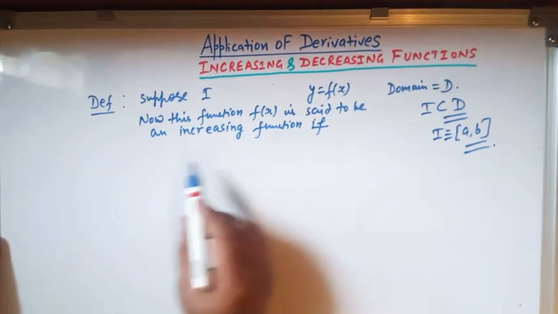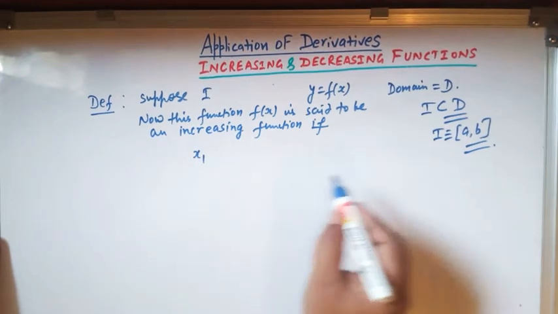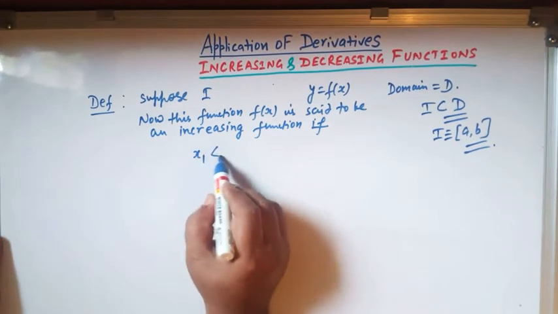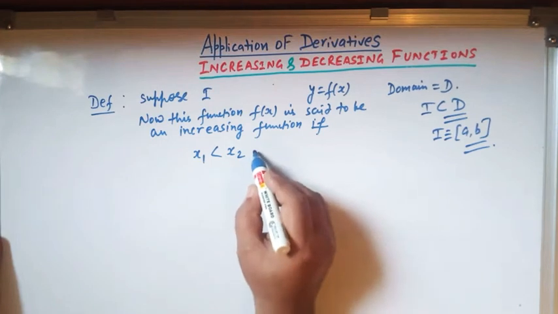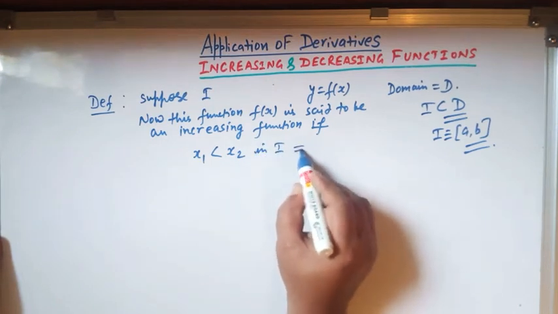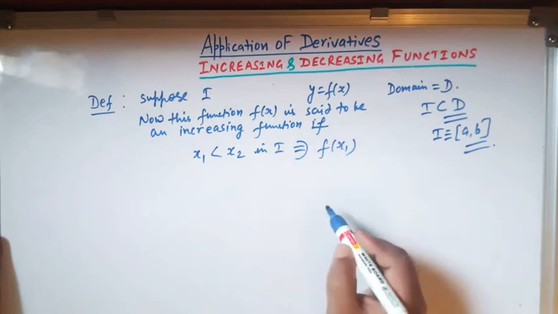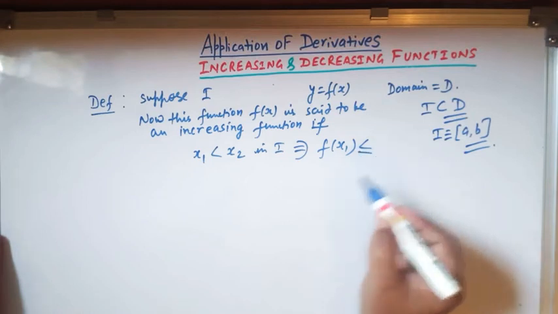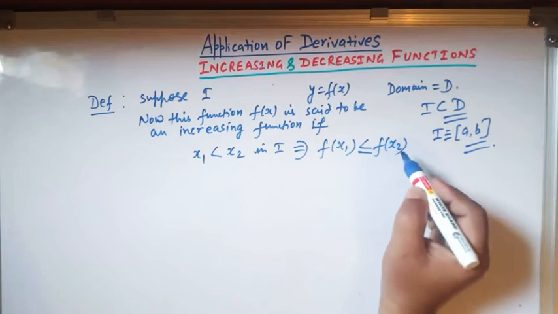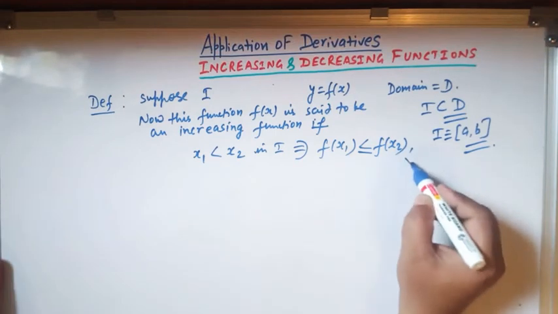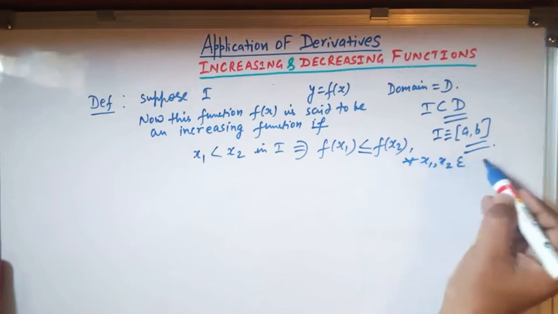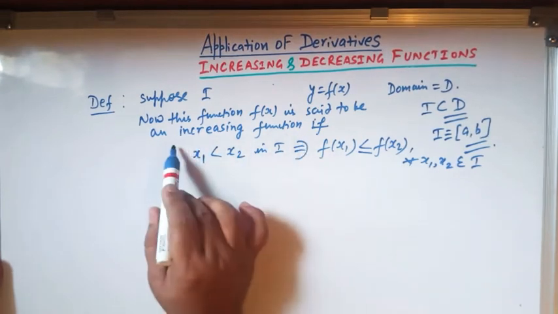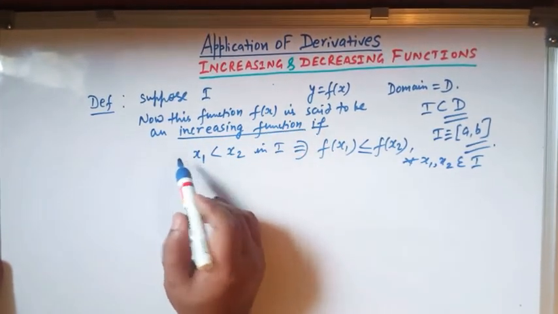So it is an increasing function if, as I have just discussed the graph of increasing function, for x1 less than x2 in I implies f(x1) is less than or equal to f(x2), for all x1, x2 belonging to this interval I. So this is said to be an increasing function if this condition holds.